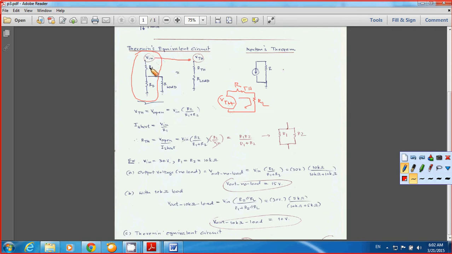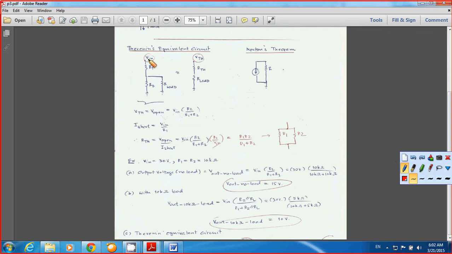So with the Thevenin equivalent circuit, you convert the actual circuit to VTH in series with RTH, which is different from the Norton theorem. Norton theorem is about the current source, with R in parallel with the current source. But this one is the voltage source, and you have R connected in series with it. Okay, so that's the difference.